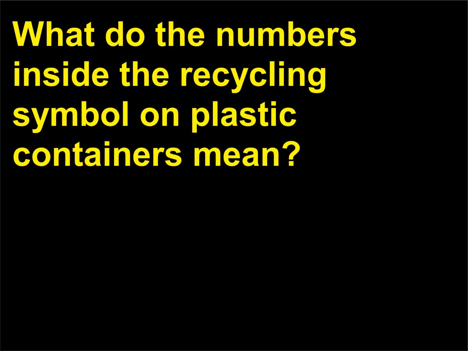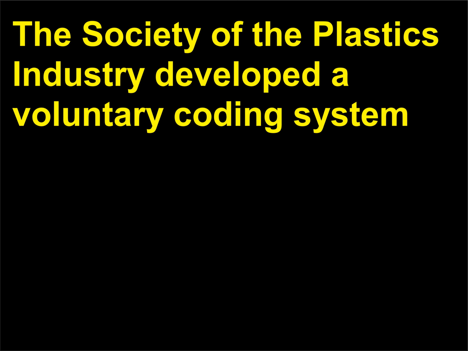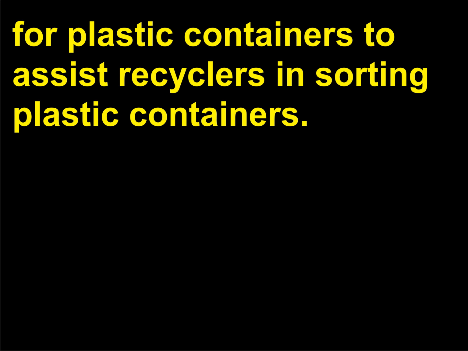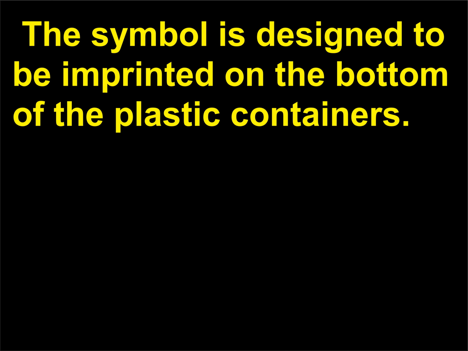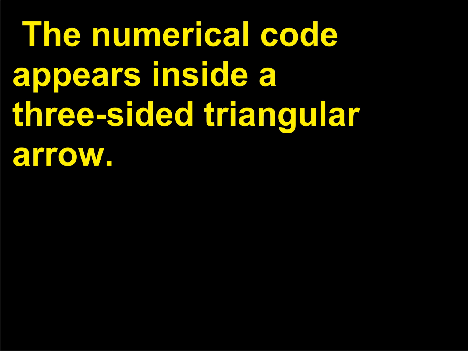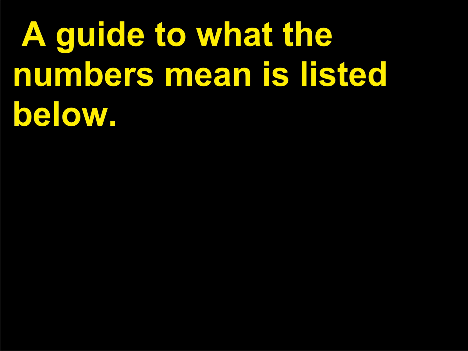What do the numbers inside the recycling symbol on plastic containers mean? The Society of the Plastics Industry developed a voluntary coding system for plastic containers to assist recyclers in sorting plastic containers. The symbol is designed to be imprinted on the bottom of the plastic containers. The numerical code appears inside a three-sided triangular arrow. A guide to what the numbers mean is listed below.